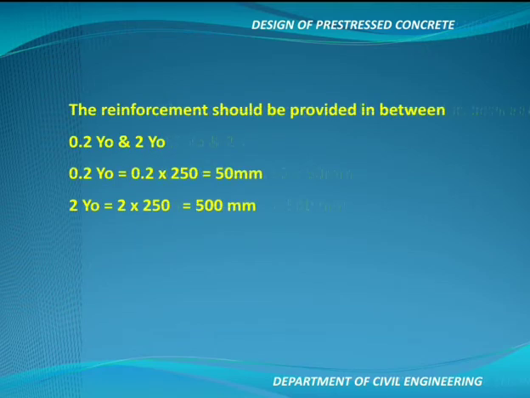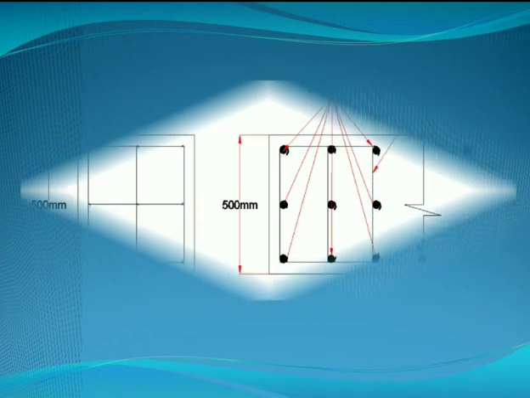Now, as per your codal regulations, the reinforcement should be provided from the edge over a distance of 0.2 y0 up to 2 times y0. That means you have to provide reinforcement over a distance of 50 mm to 500 mm. Hence, we get the reinforcement provision as shown in this figure.